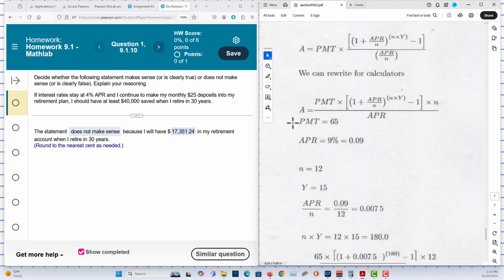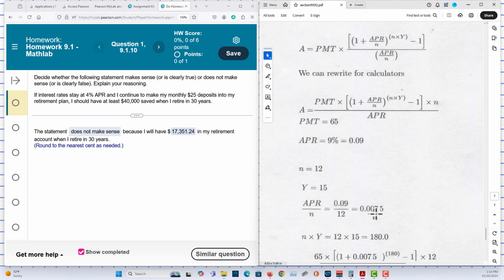Then I have my inputs here. This is an example problem. So my payment in this case is 65. My APR is 9%, and I rewrote it as a decimal, 0.09. Monthly deposit, so n is 12, and for mine, the life of the period is 15. And for the formula, you see APR divided by n, so I did that ahead of time.